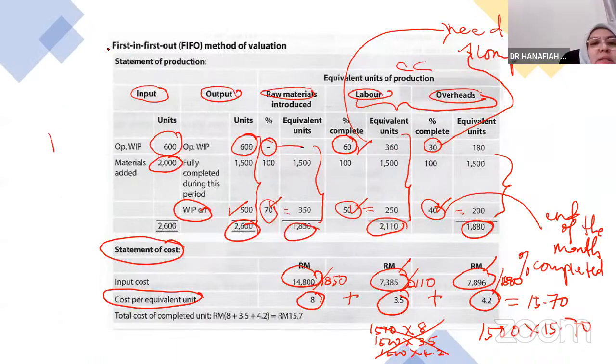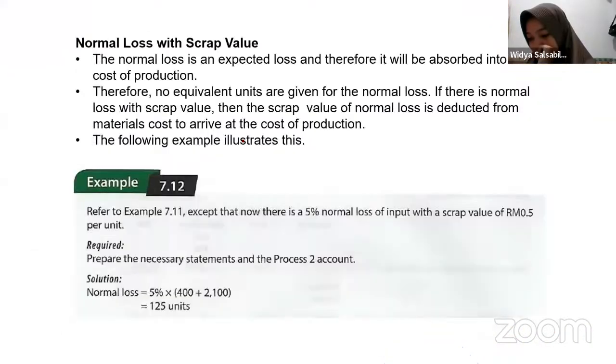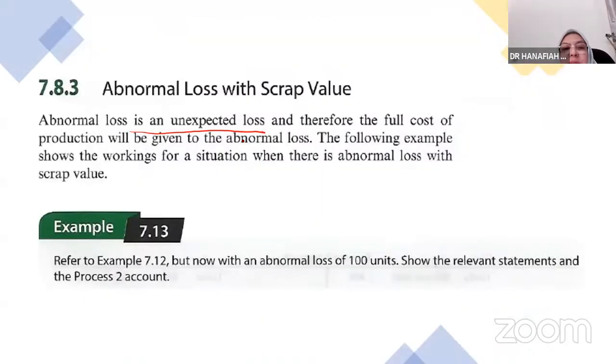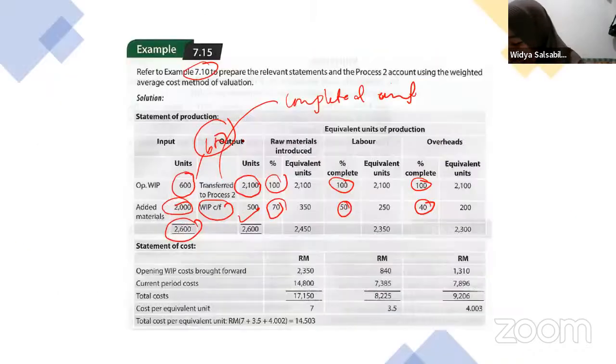This is first in, first out. You can see we differentiate between the opening work in progress 600 here. It is different with the average cost, where the average cost method, we straight away take it as a whole. So you have 2001 here. No 600 there. So the whole thing is 2001 can be transferred to next process.